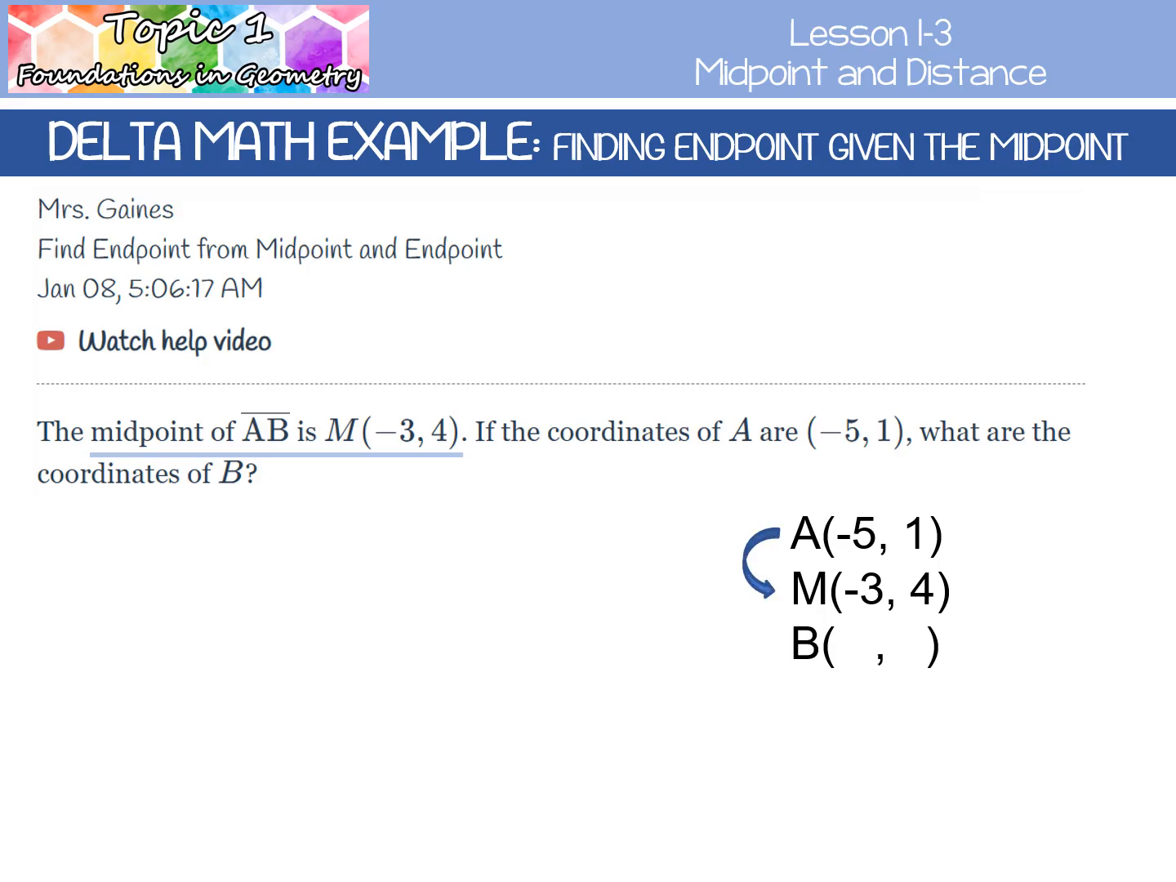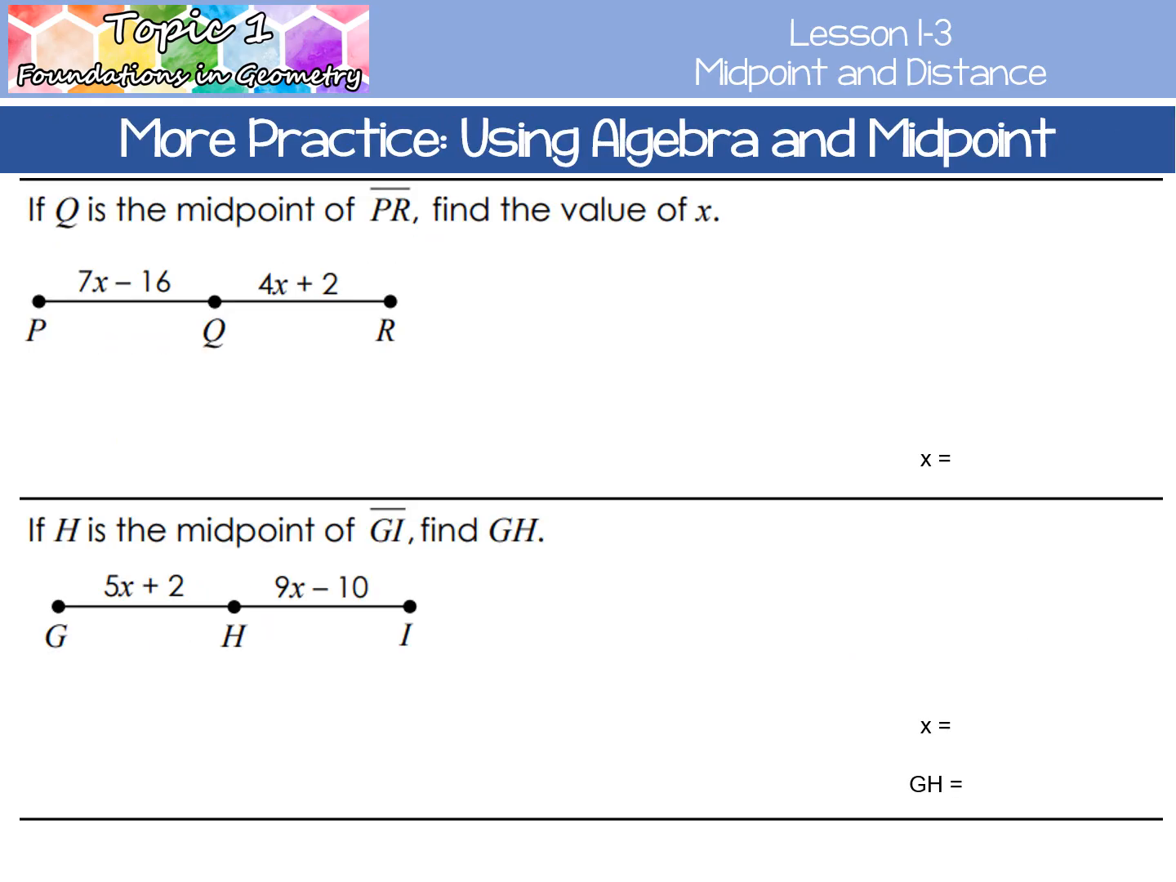So if we're going from negative 5 to negative 3, we're going up 2, do it again, and we're going to be at negative 1. If we go on the y side, 1 to 4, we're going up 3, do it again, and we're going to be at 7. So our other coordinate for B is negative 1, 7.